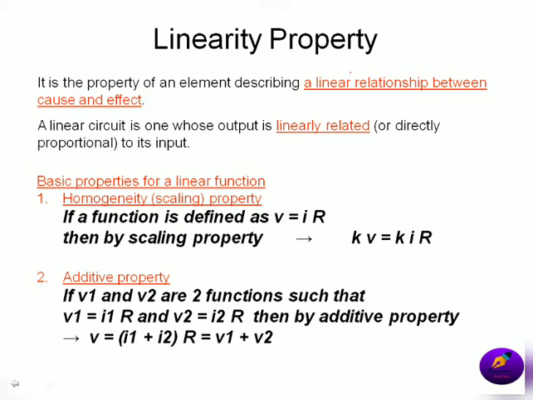According to additive property, if v1 and v2 are two functions such that v1 equals i1r and v2 equals i2r, then by additive property v equals (i1 plus i2) multiplied by r equals v1 plus v2.